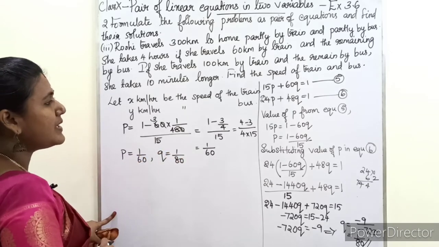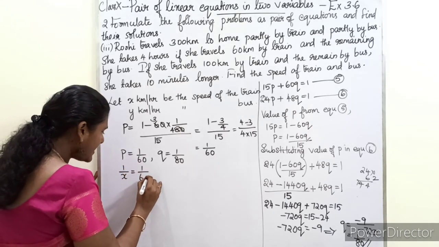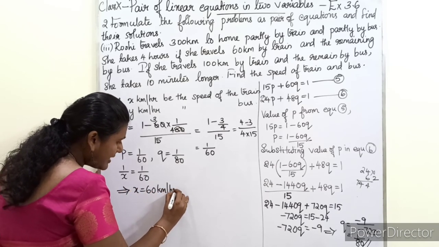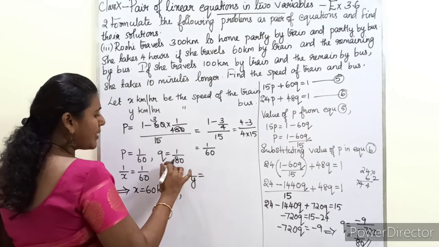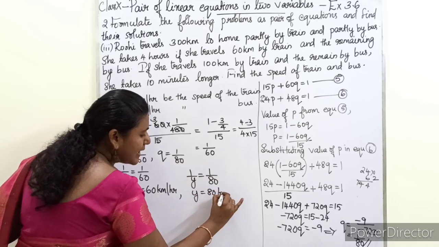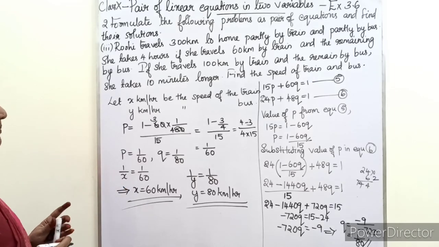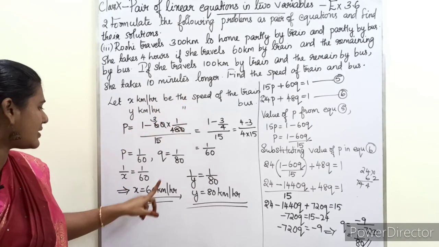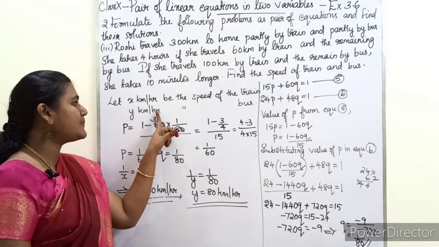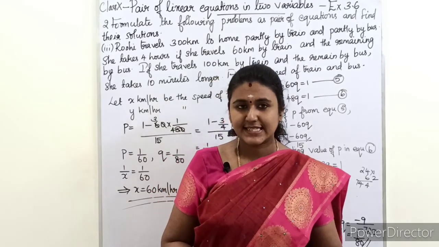Now we have taken this p and q as 1 by x and 1 by y. So 1 by x is equal to 1 by 60, which gives x is equal to 60 km per hour. Similarly, 1 by y is equal to 1 by q, that is 1 by 80. So y is equal to 80 km per hour. So we got the values of the speeds of the train and bus. We have taken x as the speed of the train, so the speed of the train is 60 km per hour and the speed of the bus is 80 km per hour. So we have completed exercise 3.6.